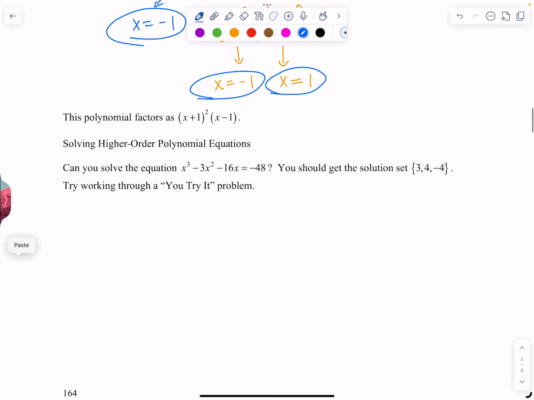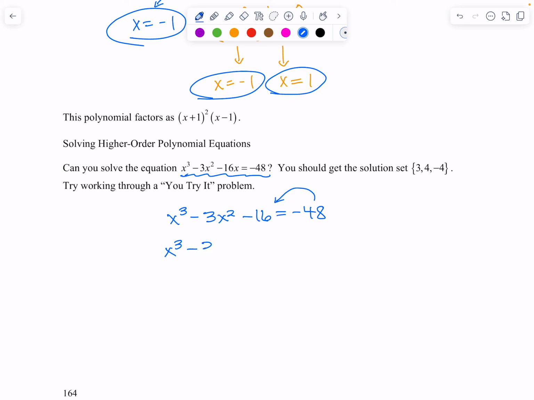All right, so I've got this guy. So x to the third minus 3x squared minus 16x is negative 48. So first thing I want to do is set it equal to 0. So I'm going to bring that guy over by adding 48. I left the x off. That would have been bad. So I'll have plus 48.